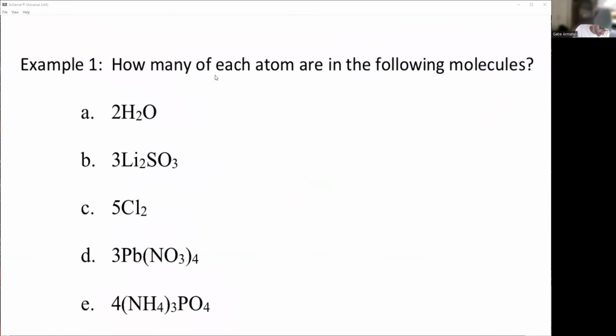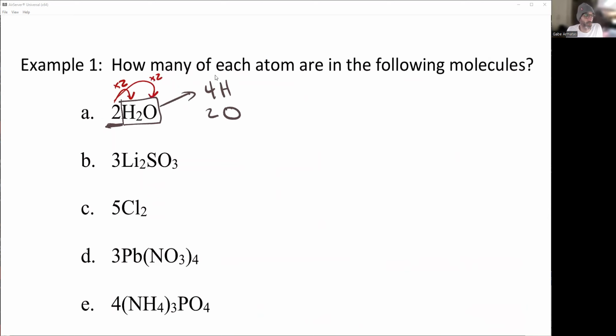How many of each of the following atoms are there in the following molecules? So here I have a water molecule, and I have 2 water molecules. So what I have are 4 total hydrogens and 2 total oxygens present. Because remember, this right here is multiplying these 2 by 2. So I have 4 total hydrogens and I have 2 total oxygens.